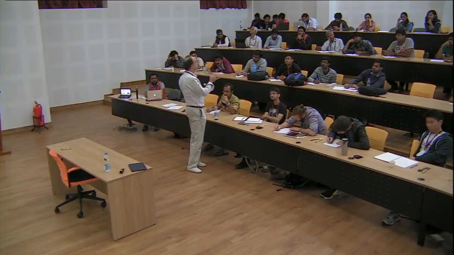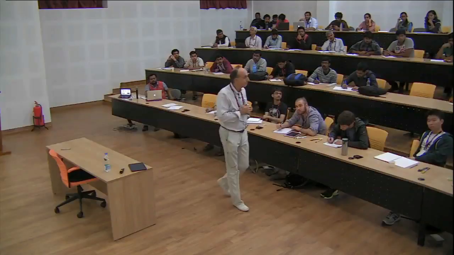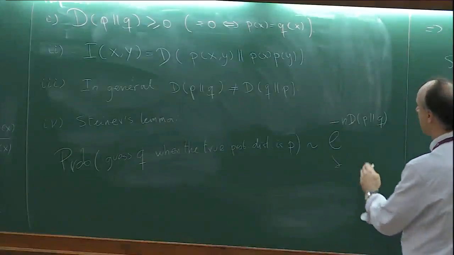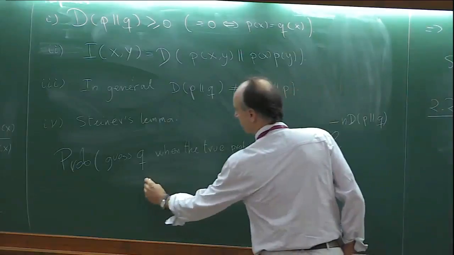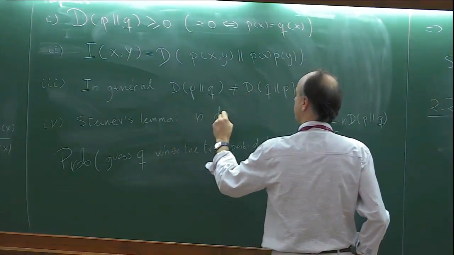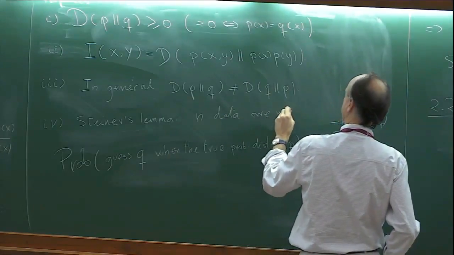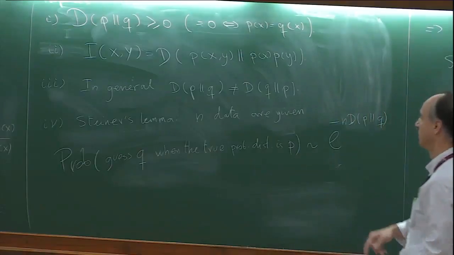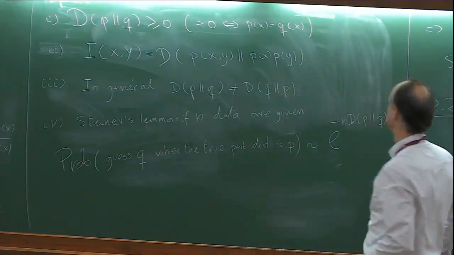Okay, I see that not everybody is familiar with this. N is the size of the data. E is the number e. N is the number of data. Let's say, if N data are given.